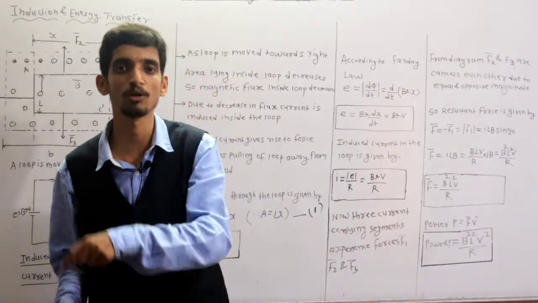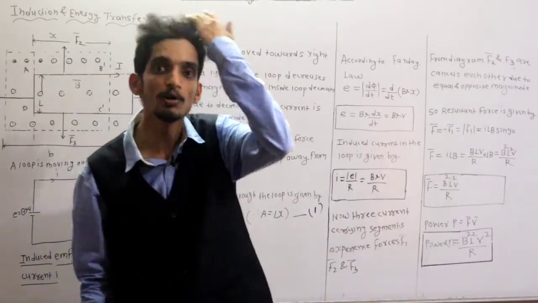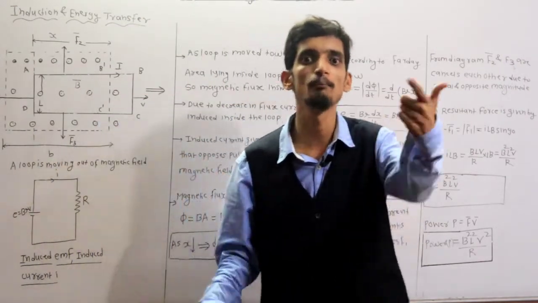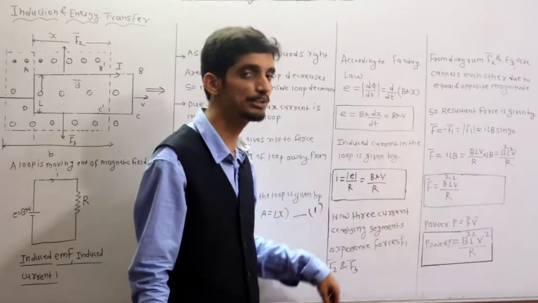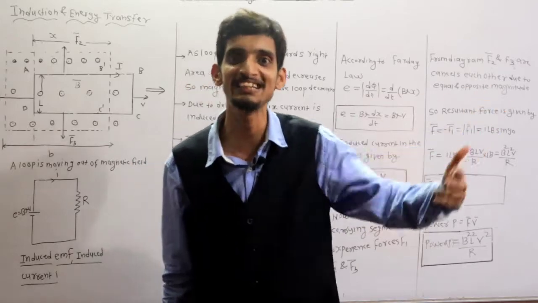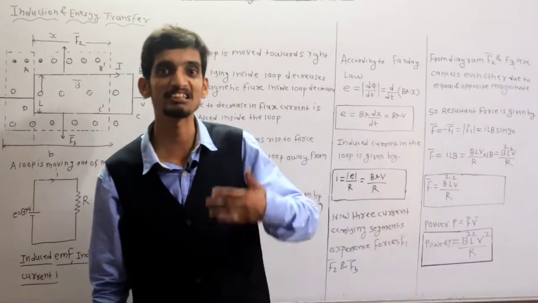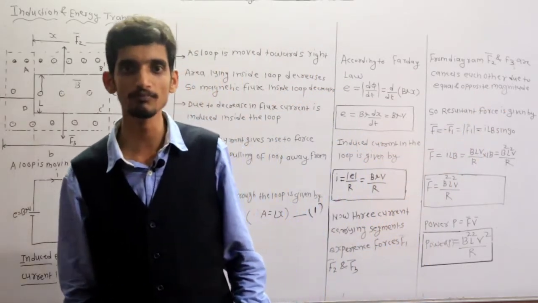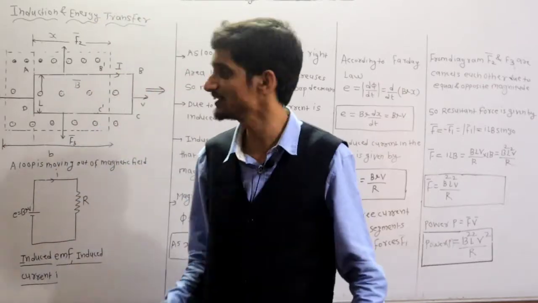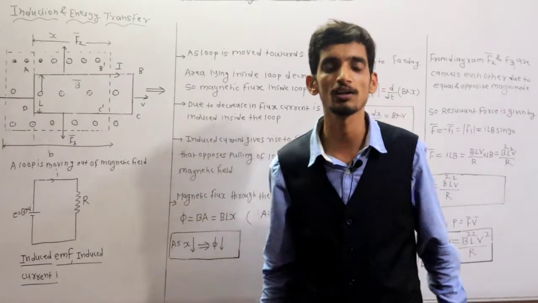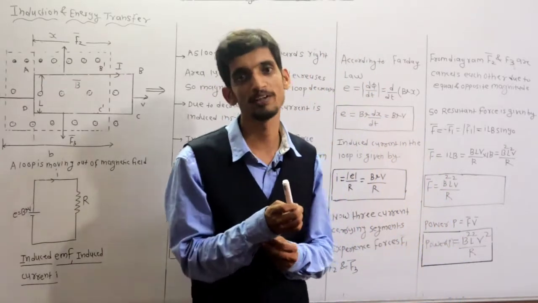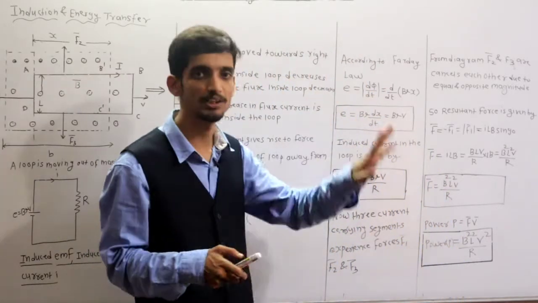This is an important formula. E is equal to BLV. Clear? And this is the maximum induced EMF. Actually it is BLV sin theta, as we have discussed, where theta is the angle between magnetic field and velocity. In this case the magnetic field is outward and the velocity is to the right, both are perpendicular. That's why sin 90 is 1, and E is equal to BLV.